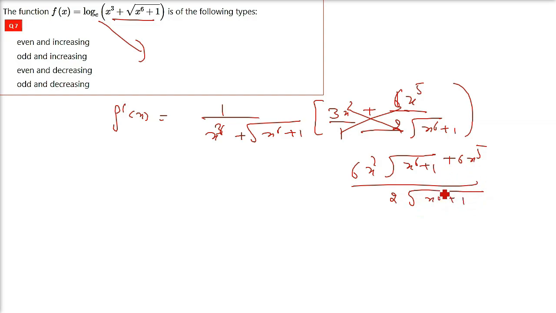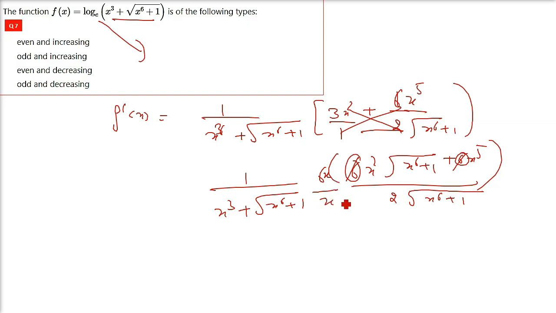Okay. Now when we get this, we have 1 by x cube plus under root x raised 6 plus 1 in the denominator. Now any cancellation which is possible, if we take this 6 outside and x square outside. So let us take 6x square outside. When you take 6x square, it will be x cube plus under root 1 plus x raised 6. Okay. So when we take 6x square, 1x will get cancelled from the denominator. So only 1x will remain in the numerator. So 6x will remain in the numerator, but 2 is also there in the denominator. So it will be 3x finally.